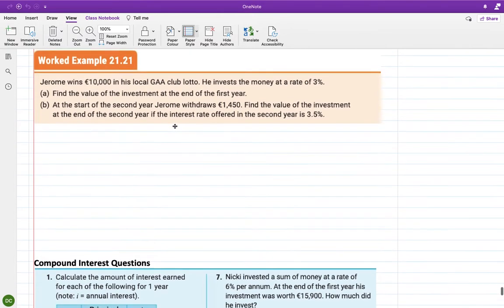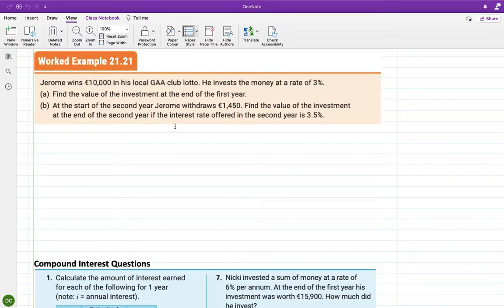Okay, let's have a look at this one. Jerome wins €10,000 in his local GAA club lotto. He invests the money at a rate of 3%. Find the value of the investment at the end of the first year. So it doesn't matter whether it's loans or investments, the formula is the same. We want to know the value of the money at the end of the first year, so that's the final value of the money. Okay, so we don't know F.